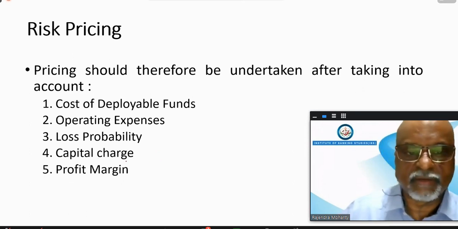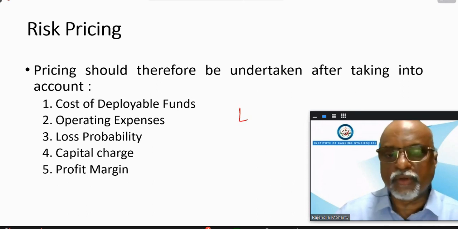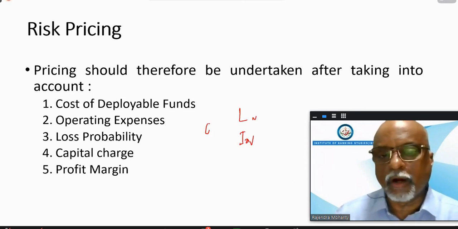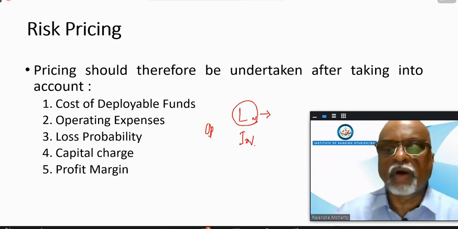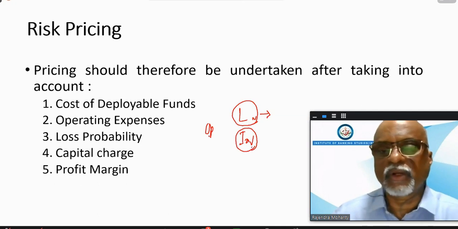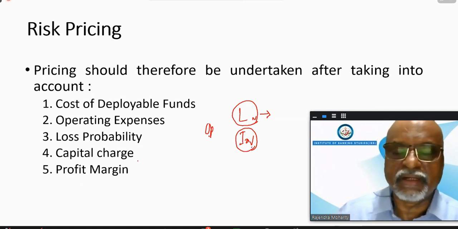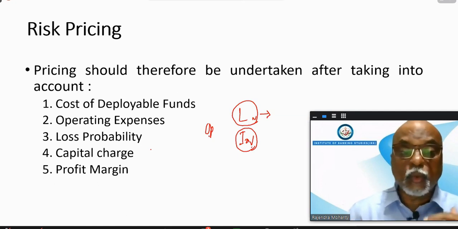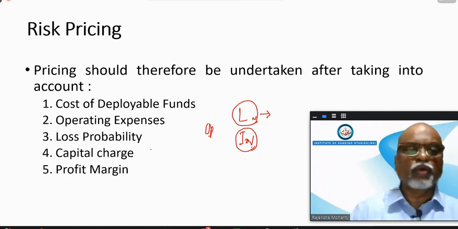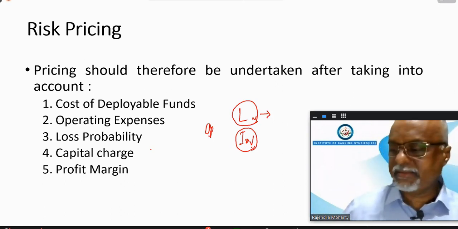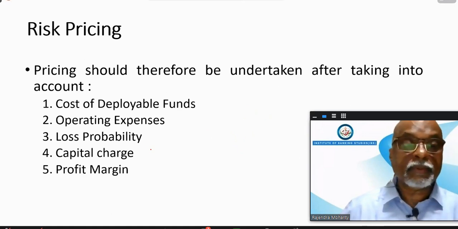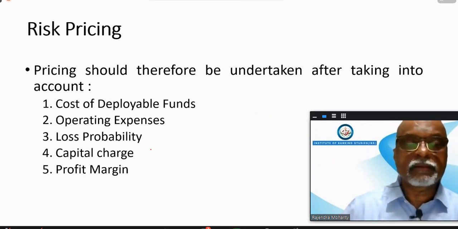So what is capital charge? Capital charge means how much capital is required to be calculated. For each loan or investment you are doing, or any operational risk you are taking, how much capital has to be calculated for a particular loan, and how much capital for a particular type of investment. That is called capital charge. The amount of capital needed or required to be maintained is called capital charge. Okay?